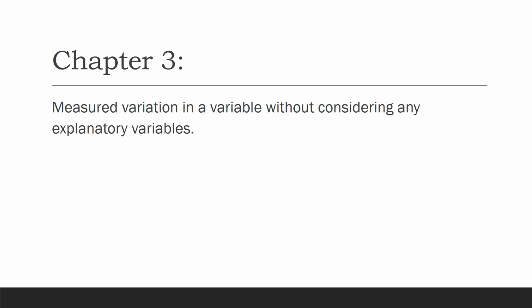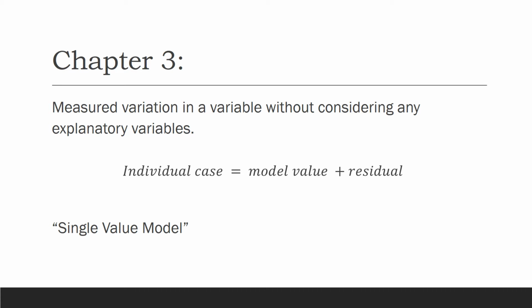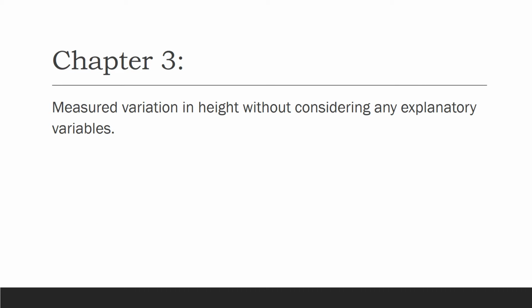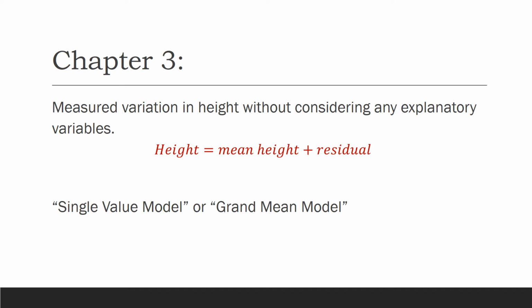In Chapter 3, we measured variation in a variable without considering any explanatory variables. We considered an individual case to be equal to some model value plus a residual. And this was called the single value model. In particular, we measured variation in height without considering any explanatory variables. So we said that height was equal to the mean height in the data set plus a residual. And this single value model, since we're using a mean as our model value, is also sometimes called a grand mean model.